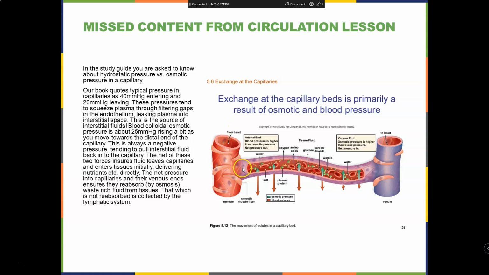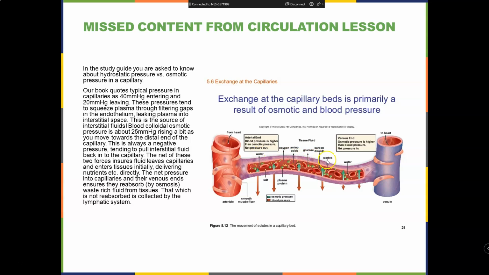an artery and goes into a capillary, and the pressure I want y'all to know is about 40 millimeters of mercury right here. That's the hydrostatic pressure, the same sort of pressure that makes water come out of the faucet. That pressure drops as we go through the capillary. By the time we get to the venous end of the capillary, it's about 20 millimeters of mercury. 40 going in, about 20 going out.